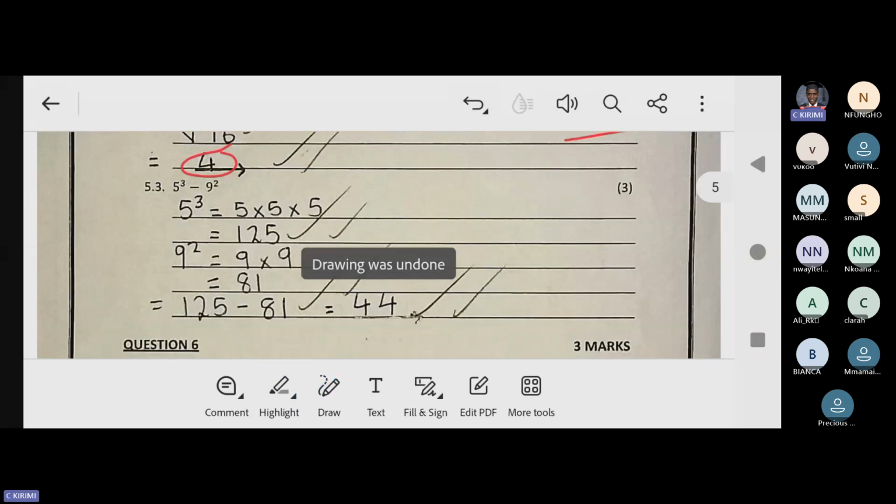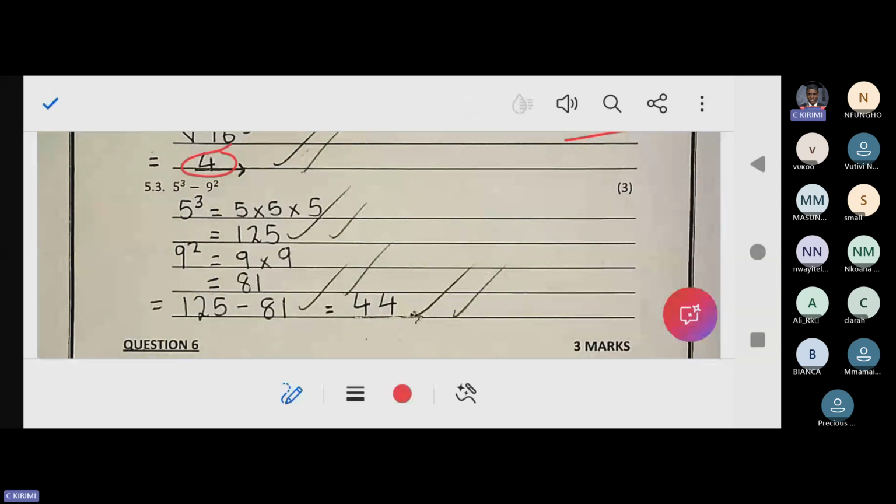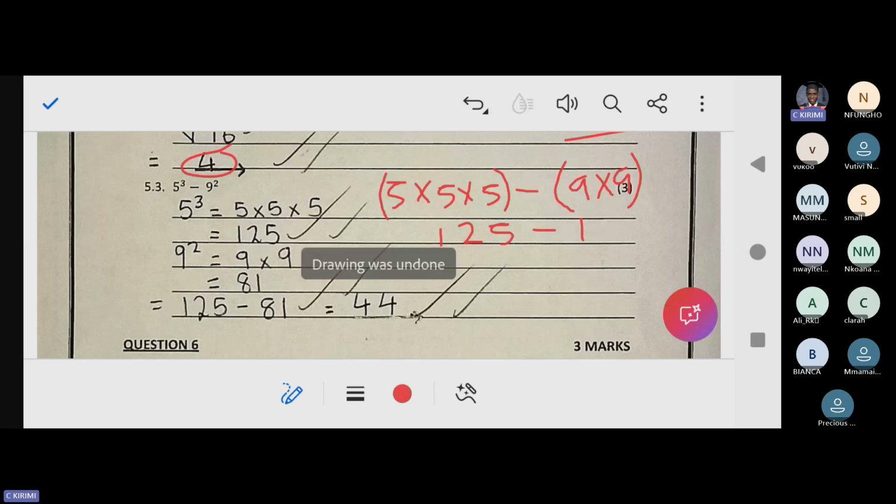Then you go to number 5.3. It's saying 5 cubed minus 9 squared. So first, what is 5 cubed? You write 5 times 5 times 5, in brackets, minus, in brackets, 9 squared, which means 9 times 9. What is 5 times 5 times 5? 5 times 5 is 25, times 5 is 125. Minus 81, not 18, 81.